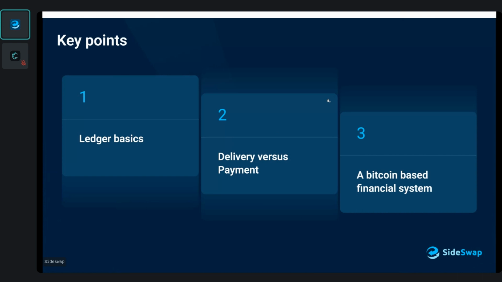So the key points I wanted to cover with the presentation are the ledger basics, how ledgers operate, the premise of ledgers, who controls them, etc. The second point is delivery versus payment, which covers how settlement obligations between the different counterparties are discharged when you move or trade assets on ledgers. And finally, the last point is how we can build a Bitcoin-based financial system with the knowledge gained in the two previous points, and specifically how we can do so building a blockchain-based financial system, which is based off a sidechain such as Liquid.